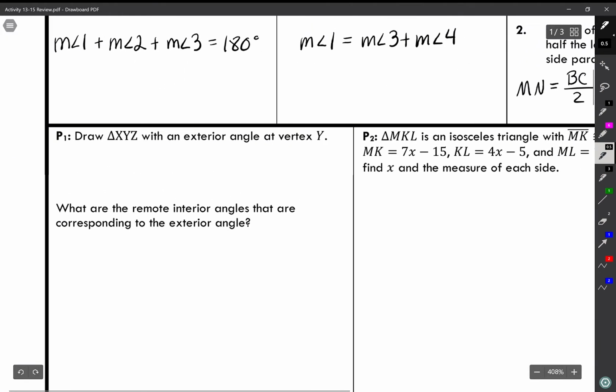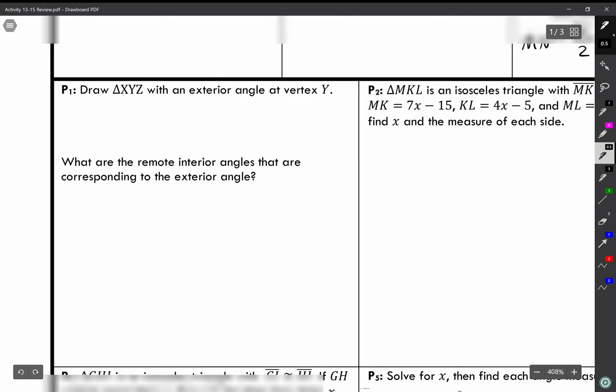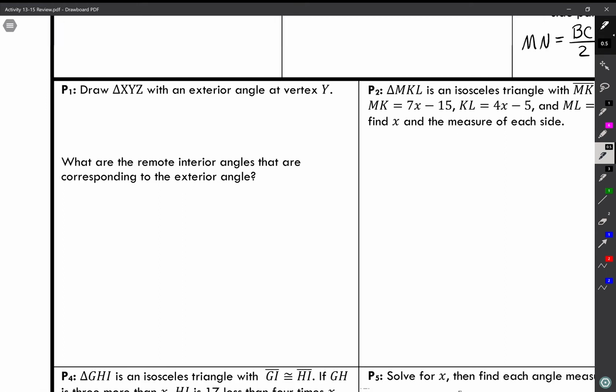Number 1 says draw a triangle XYZ with an exterior angle at the vertex Y. Every triangle has 3 vertices. Our vertices in this triangle are X, Y, and Z. First I'm going to draw a triangle with an exterior angle. Remember what an exterior angle is: an angle that is formed by extending one of the sides of my triangle. So I'll go ahead and draw that.